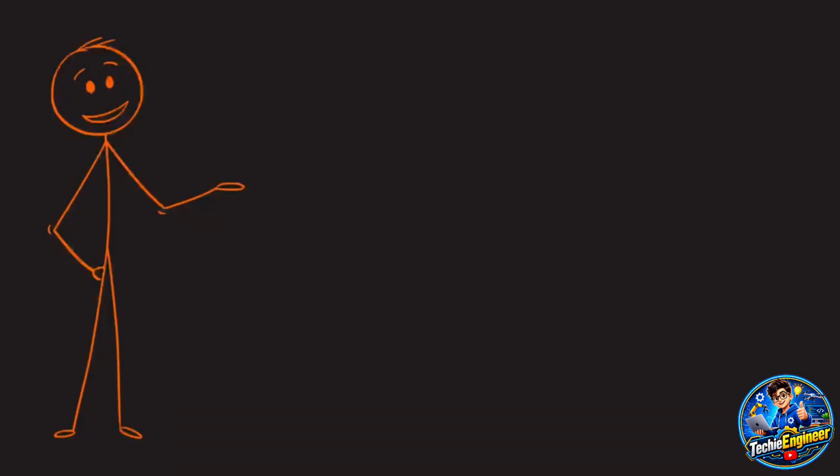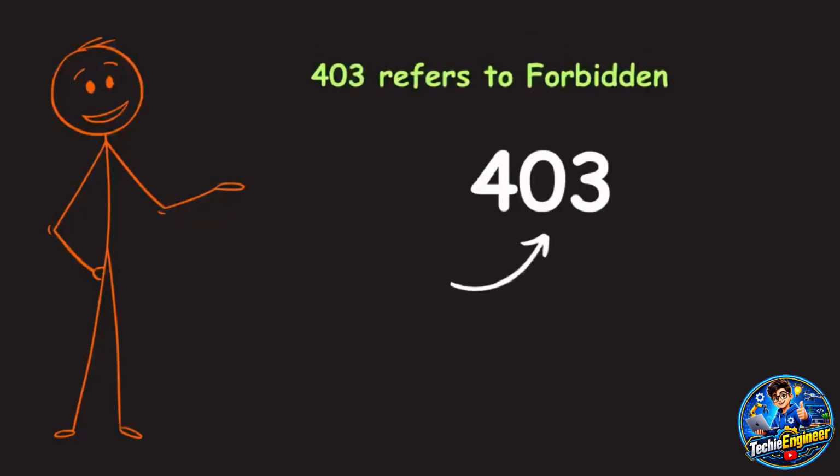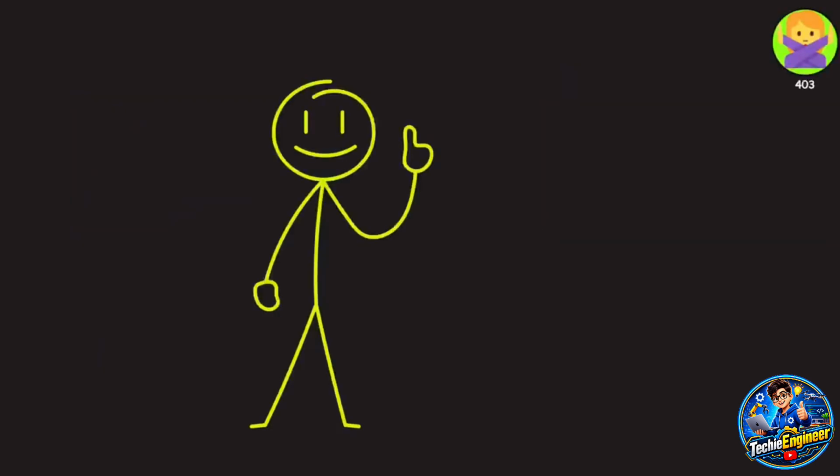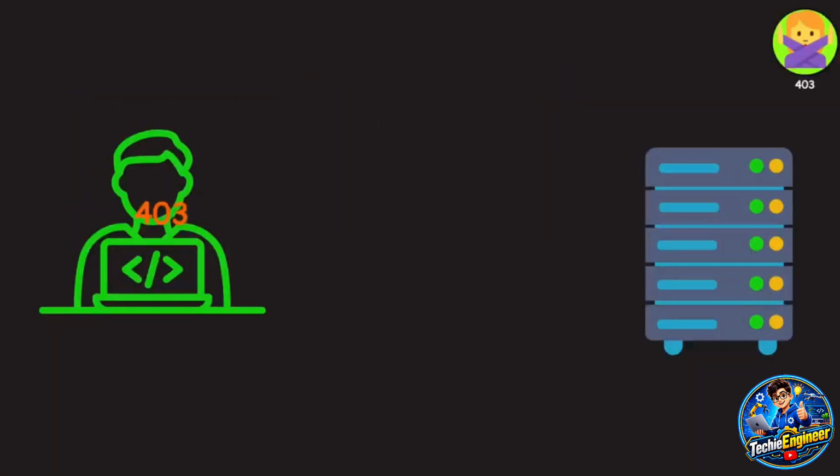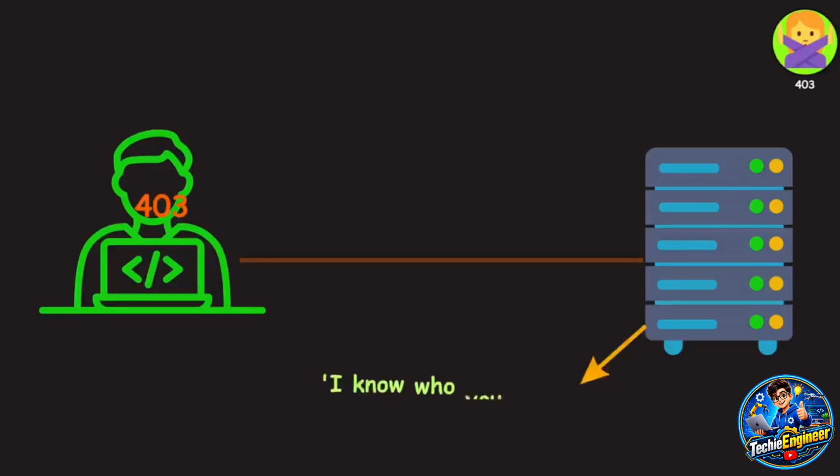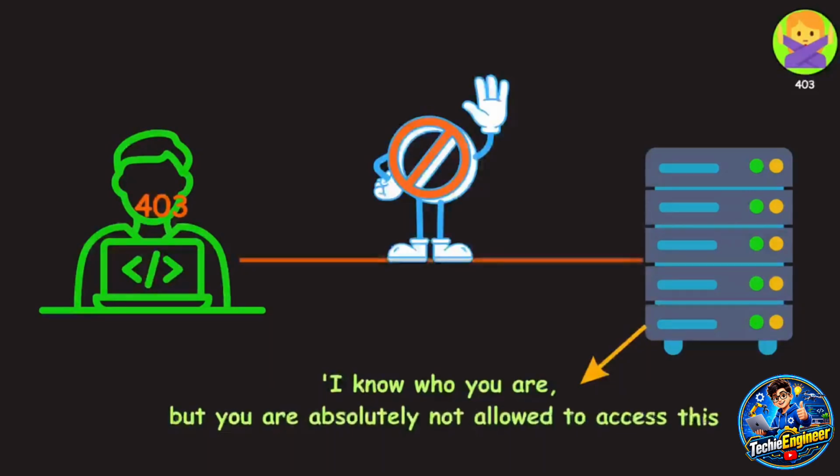403. The 403 refers to forbidden error code. This is one of the most misunderstood status codes. Let's see what it truly means. When you get a 403, the server says, I know who you are, but you are absolutely not allowed to access this. This is the key difference from a 401 unauthorized.